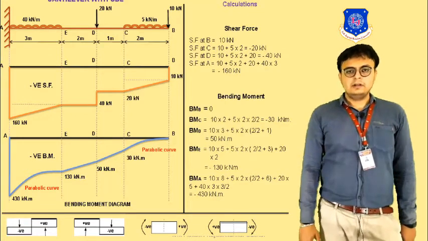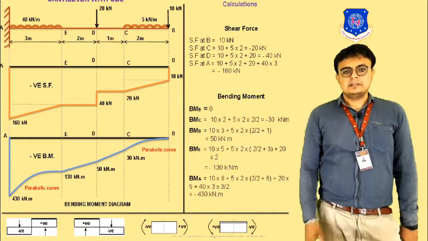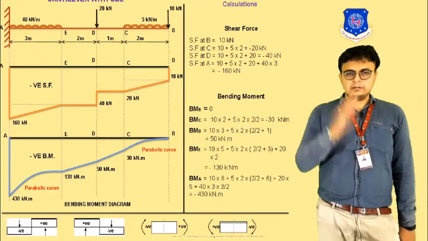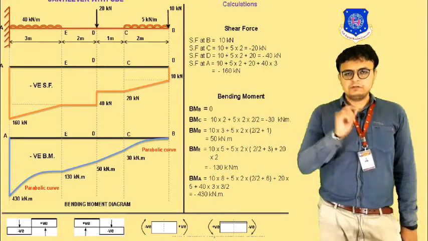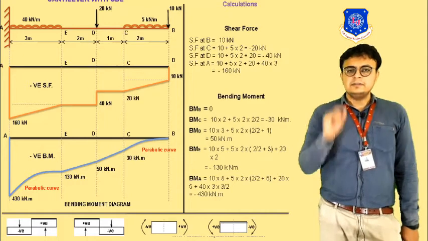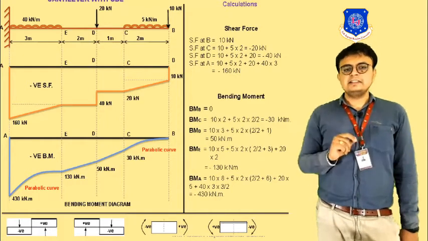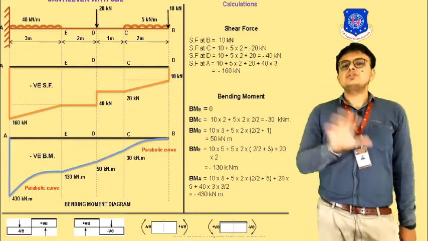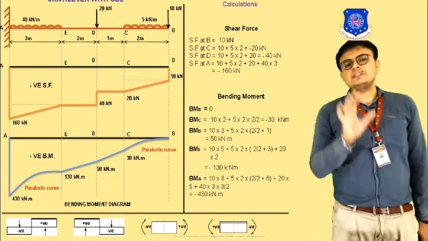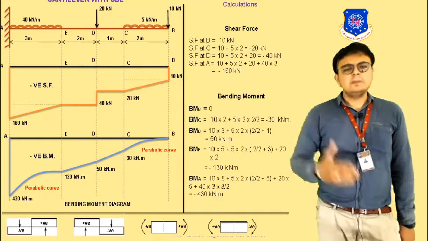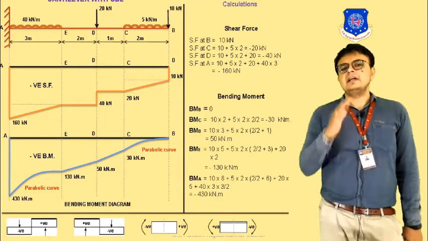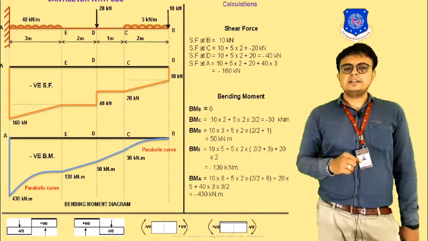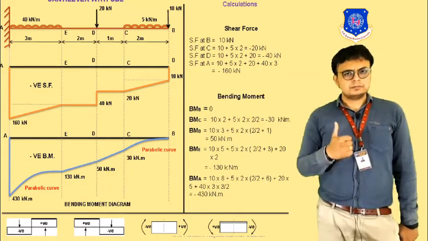So first of all, we need to find the shear force. So let's find the shear force. Shear force at B will be equal to 10 kilonewton. Here there is no support, so we don't need to find the reactions. Whatever unknowns are required, we will get them while calculating the shear force.